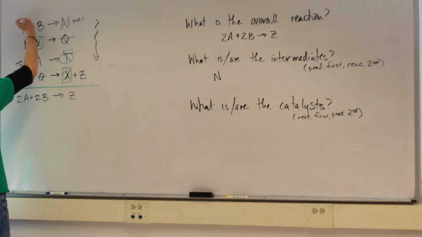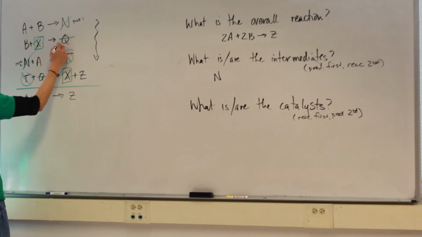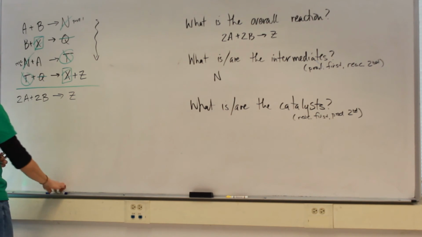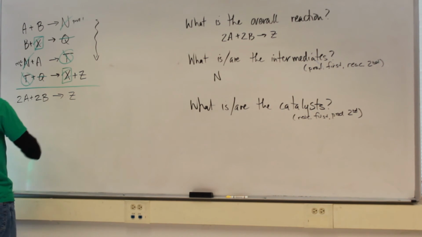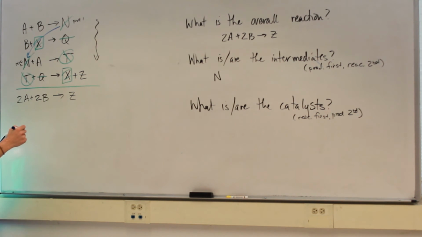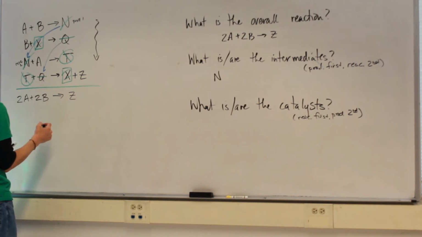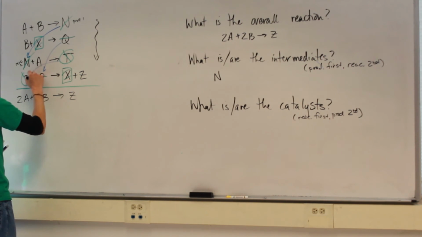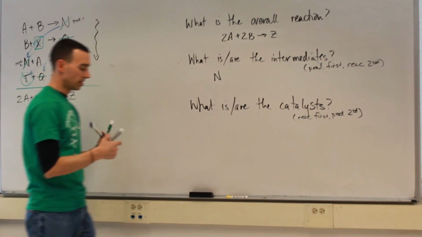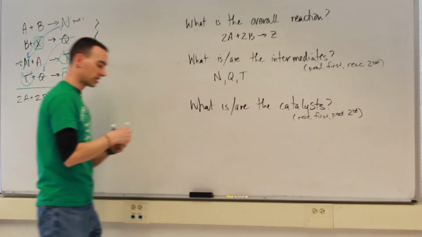Reading from top to bottom and left to right, the first time you see Q is over here on the product side. Then later on, it cancels out down here. You can almost do it this way: if you can draw a downhill arrow from right to left, that's going to be an intermediate product. That's going to be N, it's going to be Q, and that's going to be T. All three of them are intermediate products.